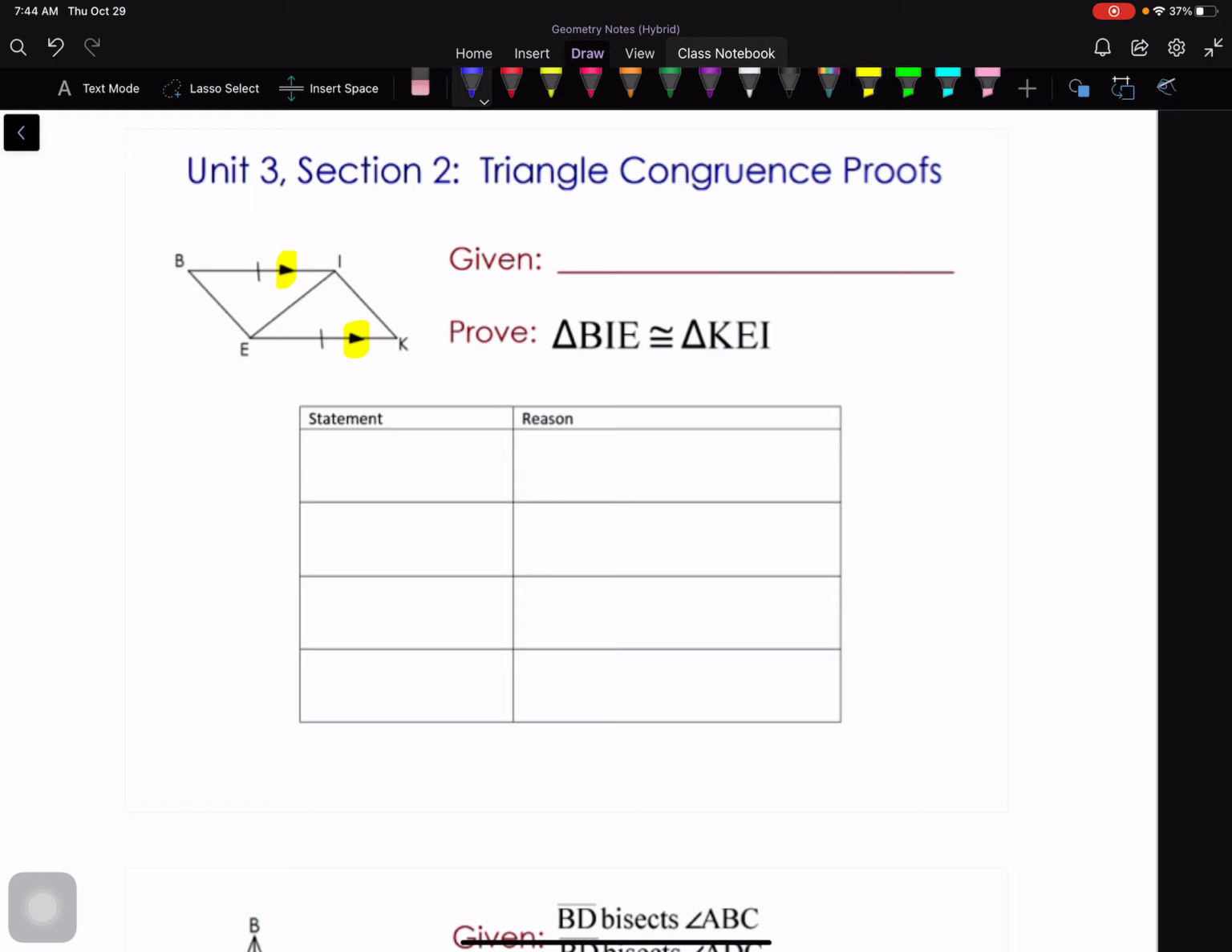So the first piece of given information is that BI, I'm actually going to use black, BI is parallel. So here's our parallel symbol. If you see those two bars up and down vertically like that, that means parallel to EK. Okay, so that's the first thing. The second thing is that, so put a comma, BI is congruent to EK from those single bar markings right there. So that's everything that you are given.